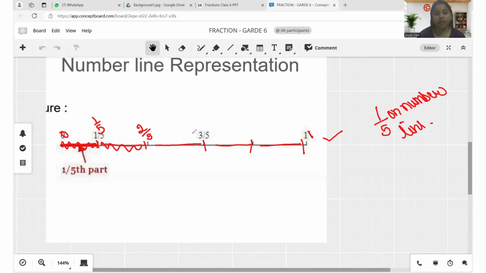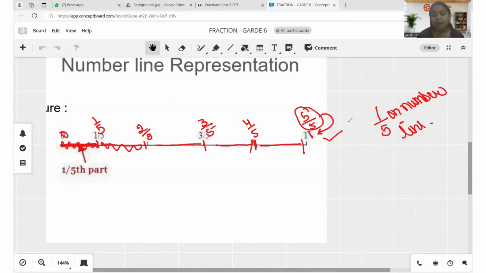Correct, 2 by 3, 2 by 5. This becomes 3 by 5. And how do we refer to this? Correct, 4 by 5. And this becomes 5 by 5, or this can also be written as 1. I'll tell you how it can be written as 1 by 1 later. But as of now, you just remember this much.